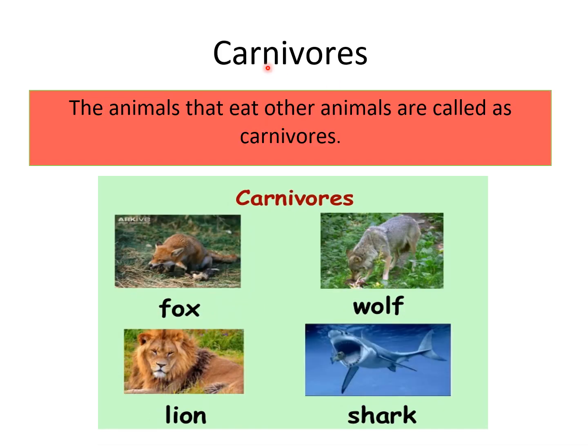And next is carnivores. These are the animals that eat other animals. For example, lion, fox, wolf, and shark. These do not eat plants or any plant material. Have you seen a lion eating grass or a fox eating grass or something? No, no. So these are carnivores which eat only other animals.